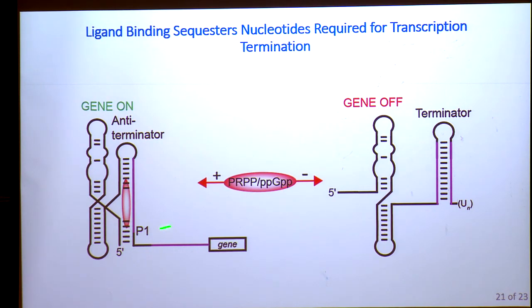which then allows for the anti-terminator to be formed, which is part of the riboswitch, and genes to be able to be transcribed. However, when there's no ligand present, the terminator is formed and gene transcription is turned off.